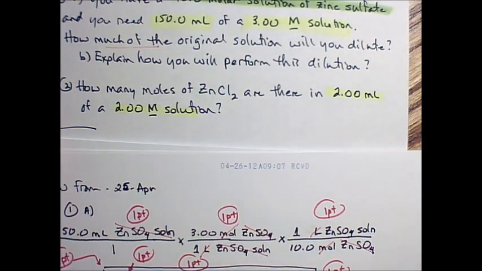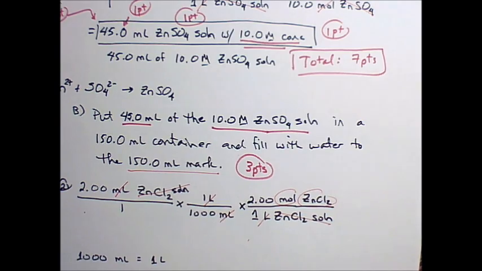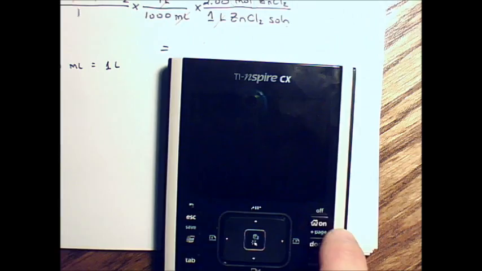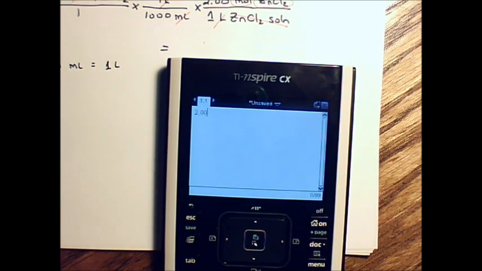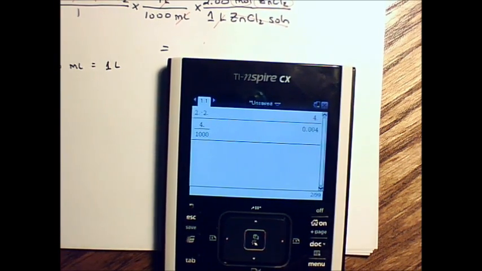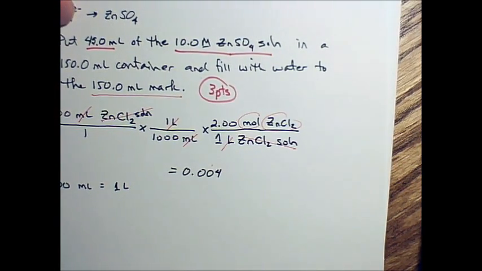The problem is asking for how many moles of zinc chloride? We have moles of zinc chloride remaining. So now we're just ready to plug it in the calculator to get an answer. 2.00 times 2.00 divided by 1,000. Times 2.00, hit enter, then divide by the 1,000, hit enter, 0.004. How many significant digits do I need in this answer?